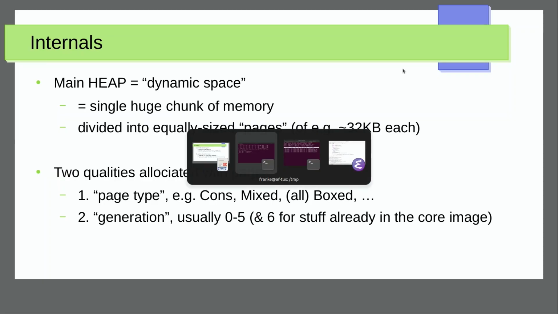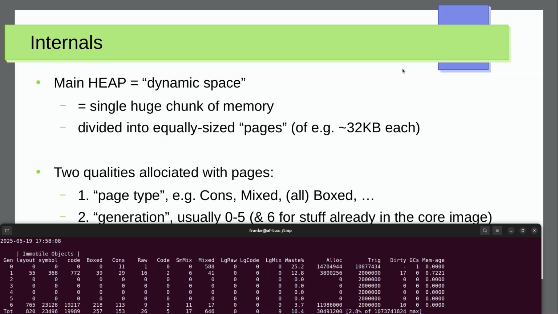So what you see here is basically a matrix where on the vertical axis you have the generations from 0 to 6, and on the horizontal axis you have, if you ignore the first three columns starting with boxed, the page types. So this is generations times page types, with page counts.